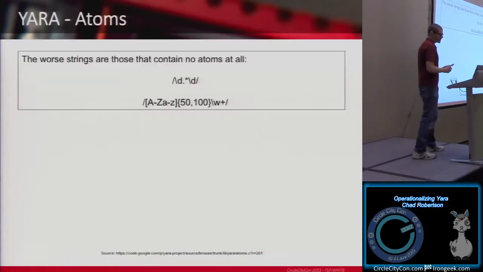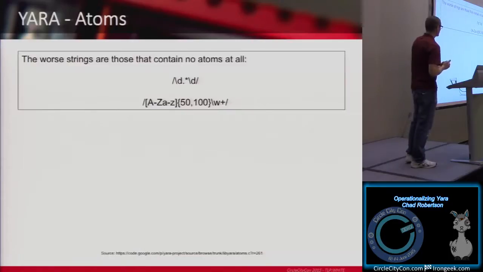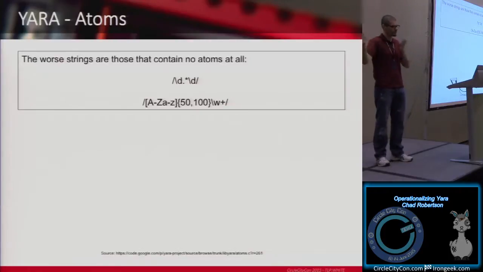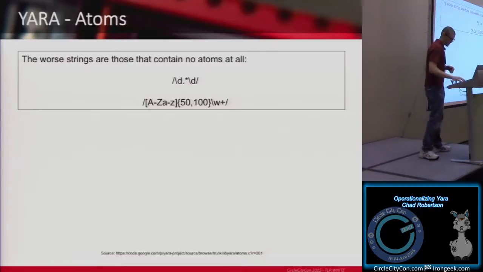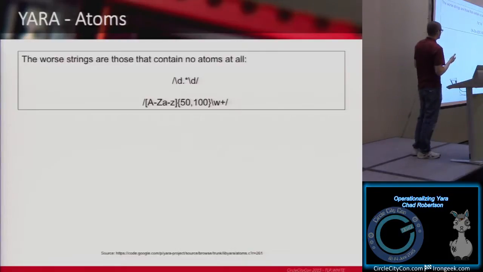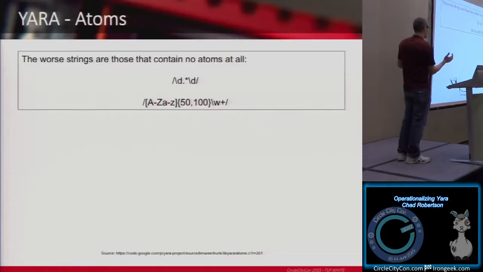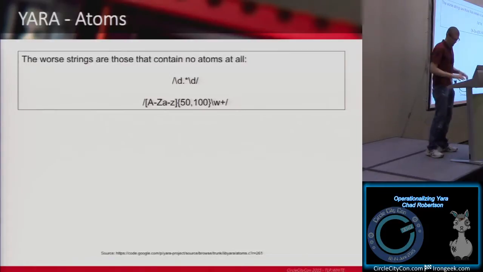The worst strings are those that contain no atoms at all. So the regular expression digit followed by something followed by digit would be very poor because there's no atom for YARA to identify to then scan around, to look around to find if the string matches. And then the bottom one there is also a poor atom. So if you're writing a YARA rule with a regular expression, the takeaway is to try to find something to anchor the string against. Pure regular expressions are slow.